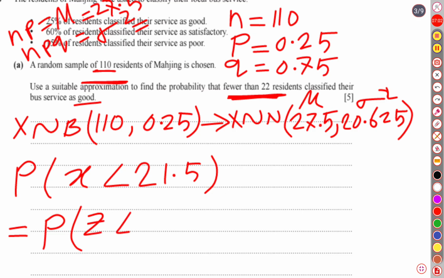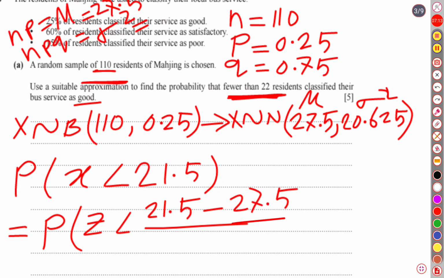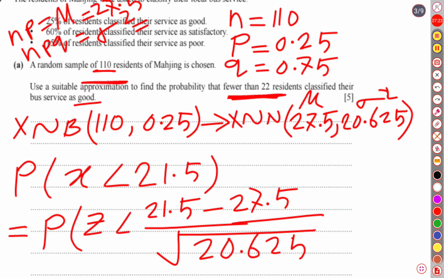Z-score, z less than, and you know how to write this, 21.5 minus mean. How much is the mean? Mean is 27.5, and over standard deviation. Standard deviation is sigma, which is square root of 20.625.